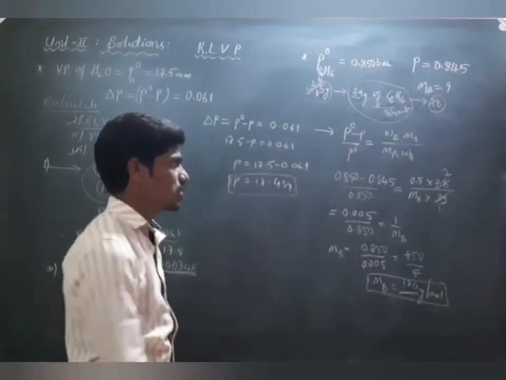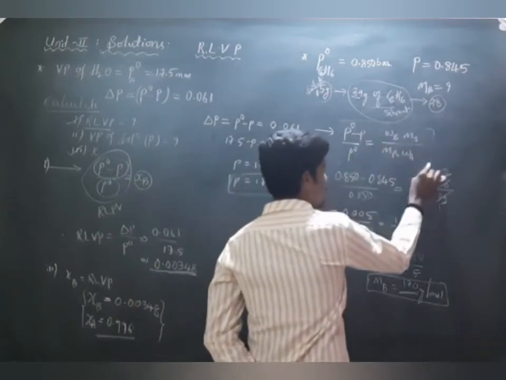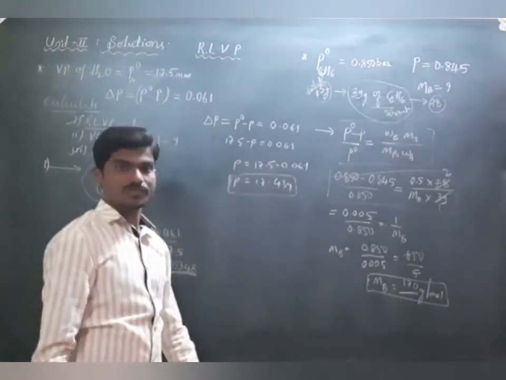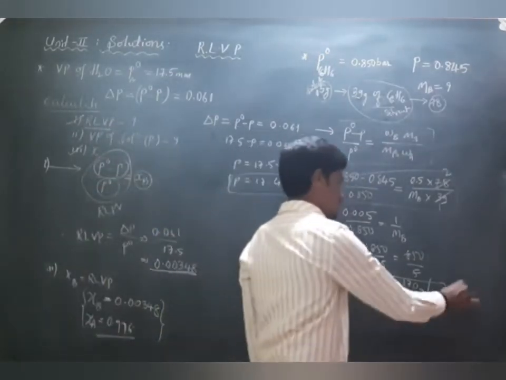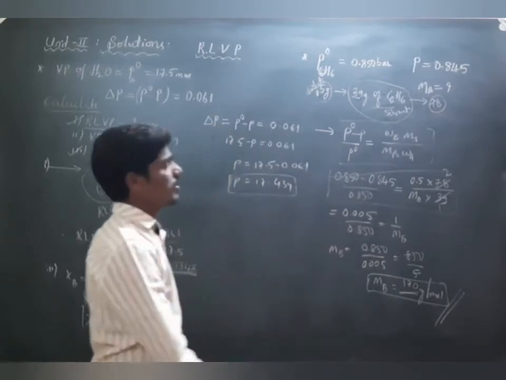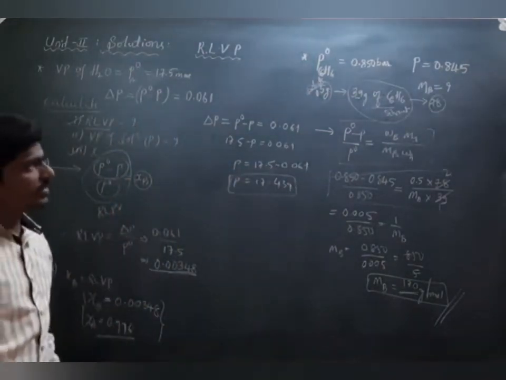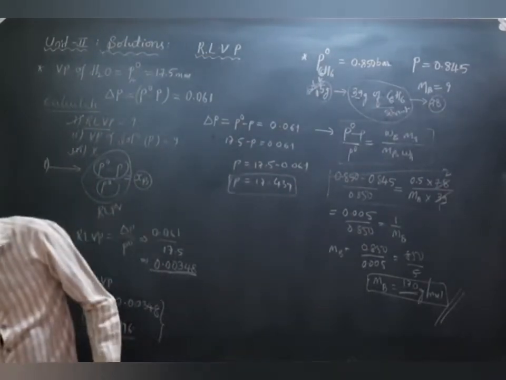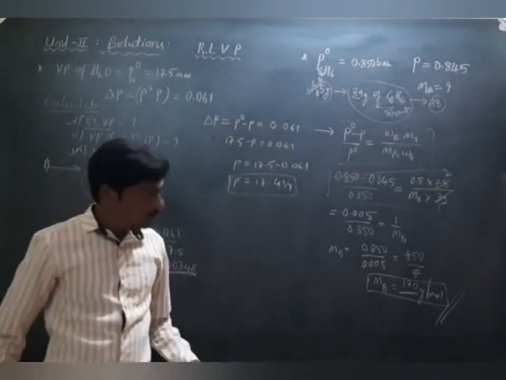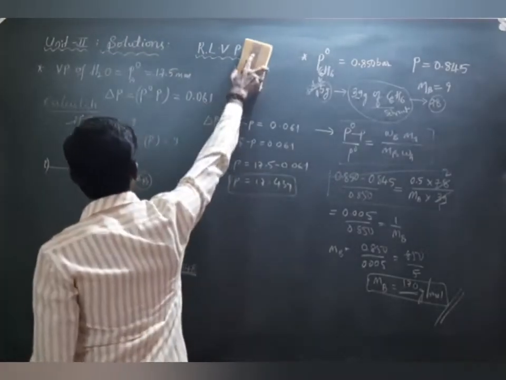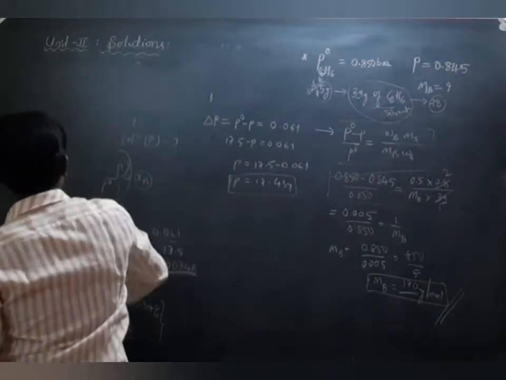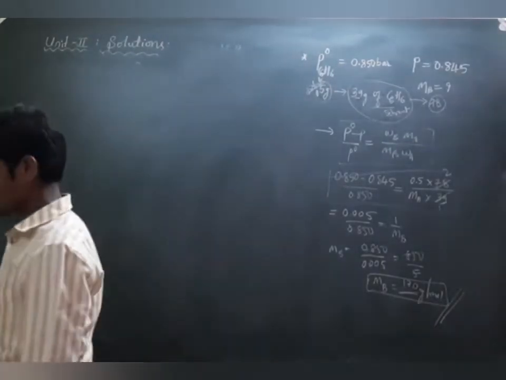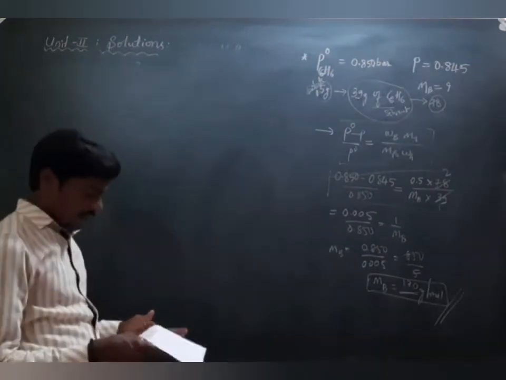Verify the calculations. So here I have written the formula, substitution, and checked the simplification and calculation part. So the answer is 170 grams per mole. Okay, let's go for the next question. Next problem.